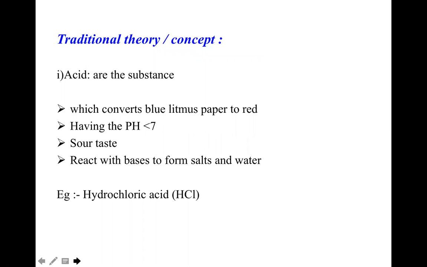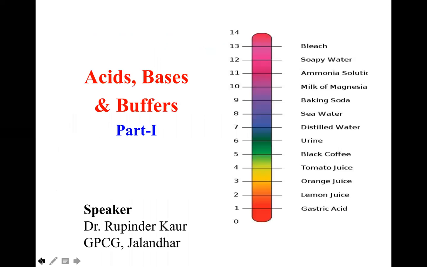First one is the traditional theory. According to this theory, acids are the substances which convert blue litmus paper to red. They have a pH less than 7 as shown by the first figure. So all the substances having pH less than 7 are acidic substances like urine, black coffee, tomato juice, orange juice, lemon juice, and the most acidic one is the gastric acid.